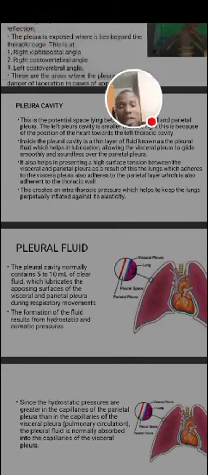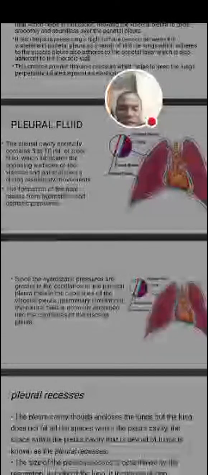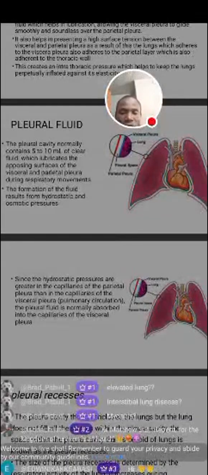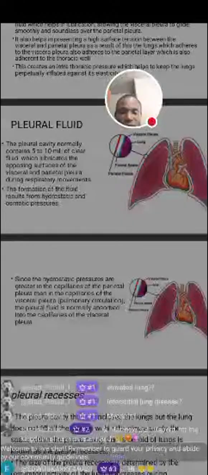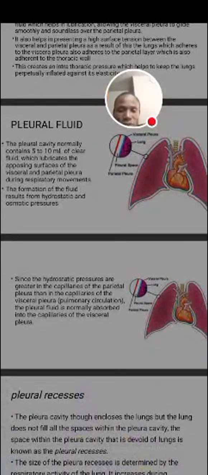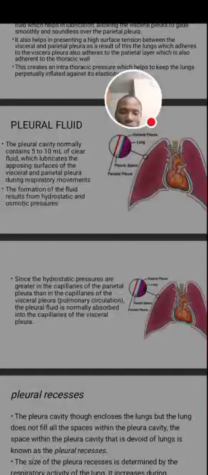Talking about the pleura, we said the pleural fluid, you see the quantity in ml. Now, the hydrostatic pressure is greater in the capillaries of the parietal pleura than in the capillaries of the visceral pleura.